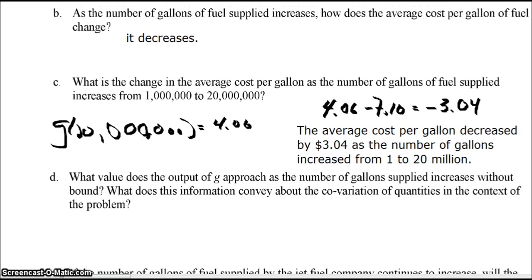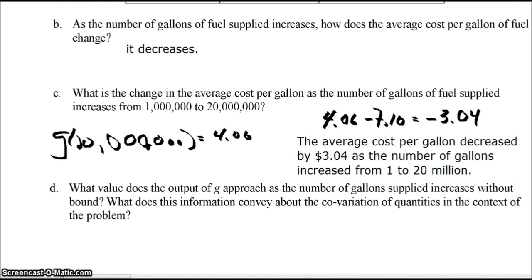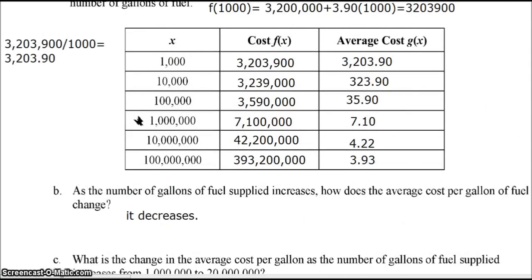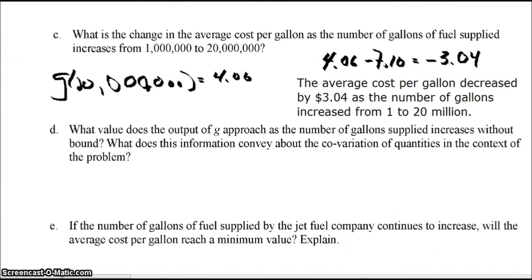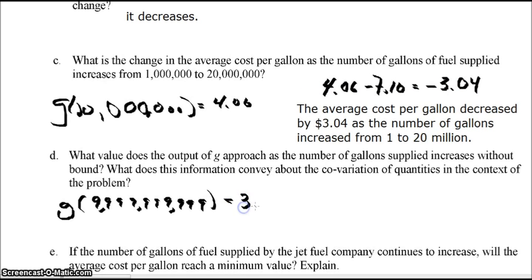What value does the output of G approach as the number of gallons supplied increases without bound? What does this information convey about the covariation of quantities in the context of the problem? So what does the value of G approach as X increases without bound? Well, let's do one more really big value of X, like G of 999. As big as you can think of. Let's see what happens if we plug that into our calculator. So if you plug that into the function G, which is the function f divided by x, we get 3.90032.